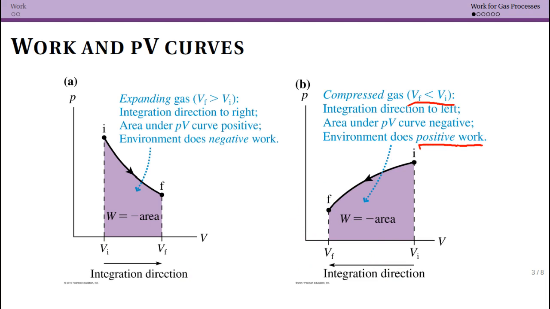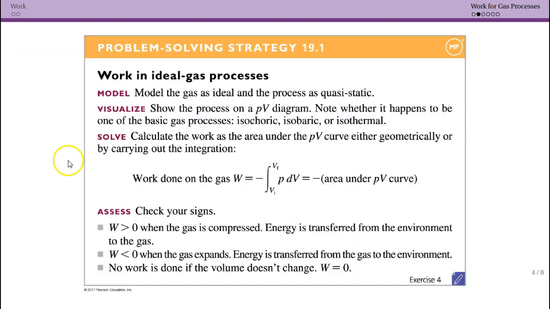We have a new problem-solving strategy. First, some modeling. We always now need to model the gas as ideal, and we need to model the process as quasi-static. It's really helpful to visualize this using a PV diagram. You may also want to use some bar charts that we'll be introducing if you find that helpful, but the PV diagram is really essential. You want to label as much as possible, including if it's one of the special processes, including adiabatic.